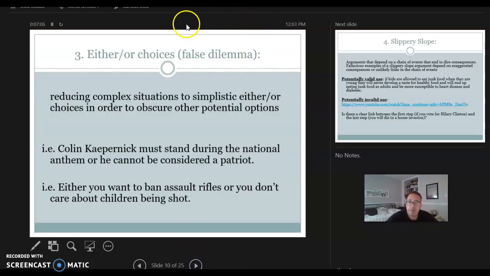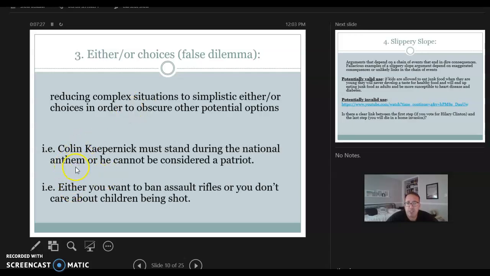The third fallacy we're going to look at is either-or choices, the false dilemma. This is when we reduce a complex situation to simplistic either-or choices in order to obscure other options, right? So we have a very complicated idea and you say, well, you either think this or you think that. We boil things down, right?